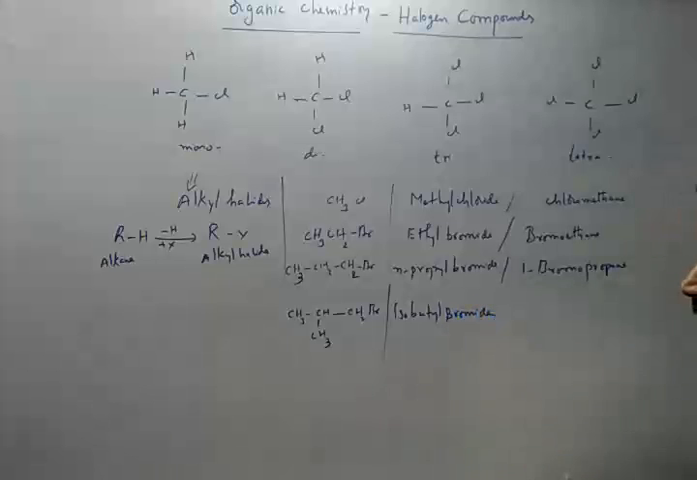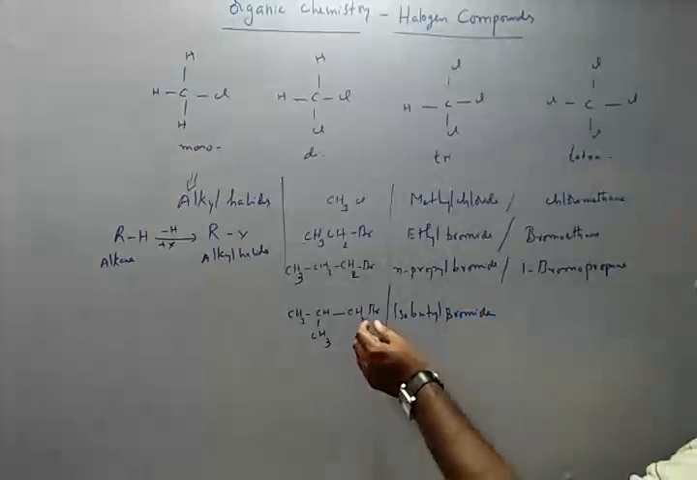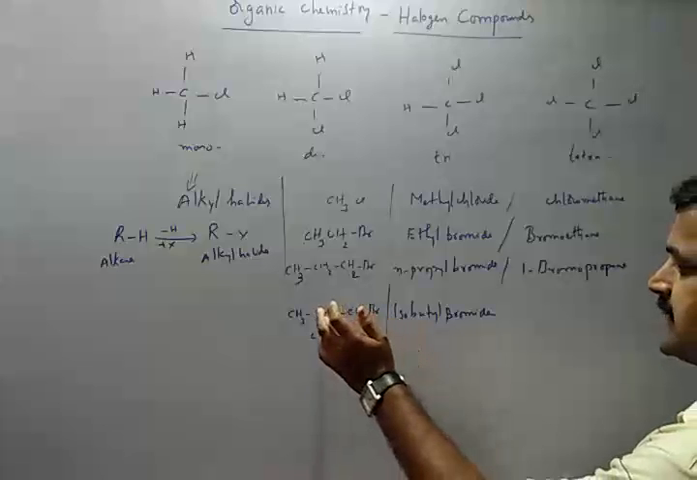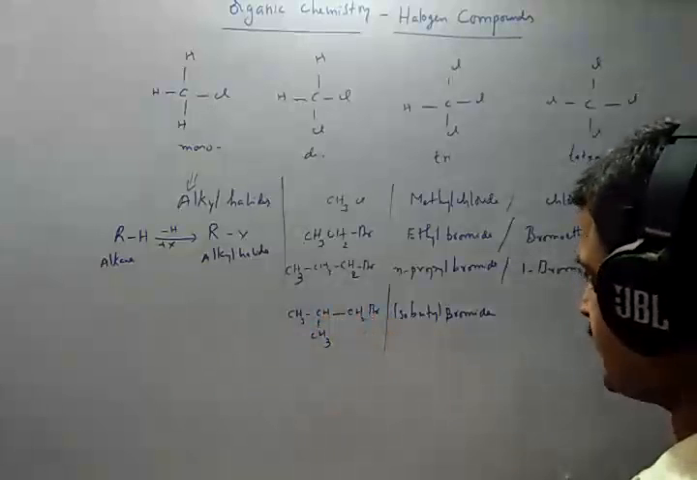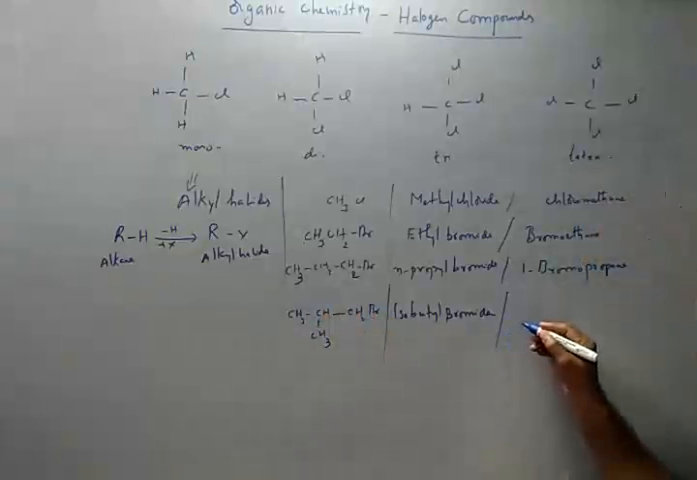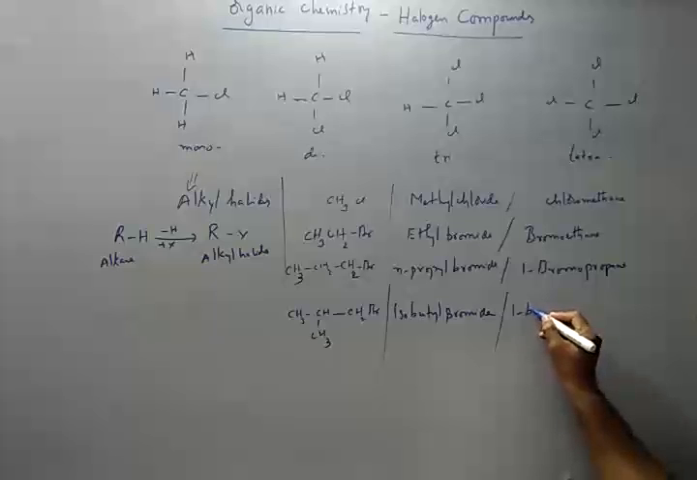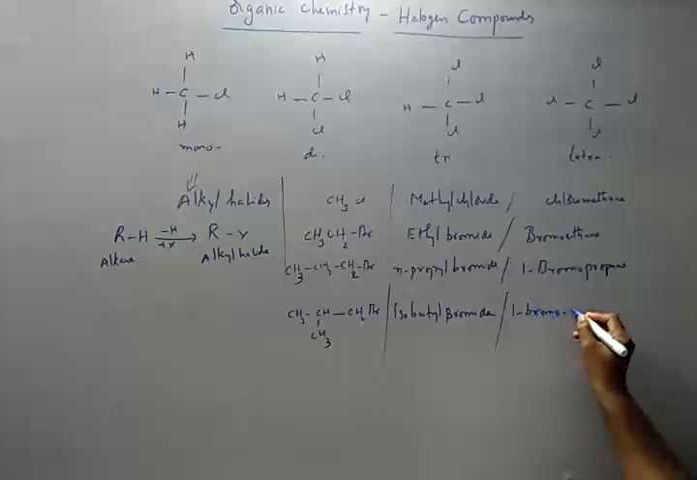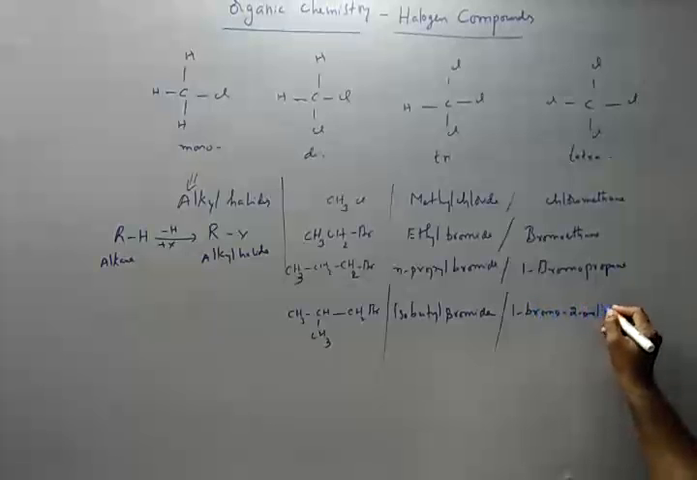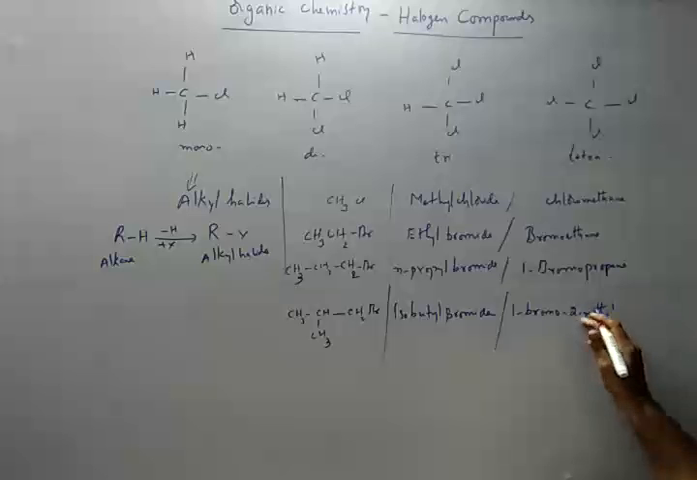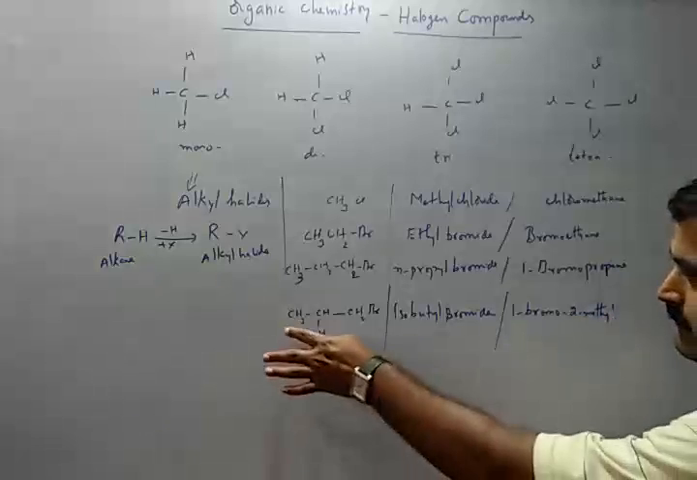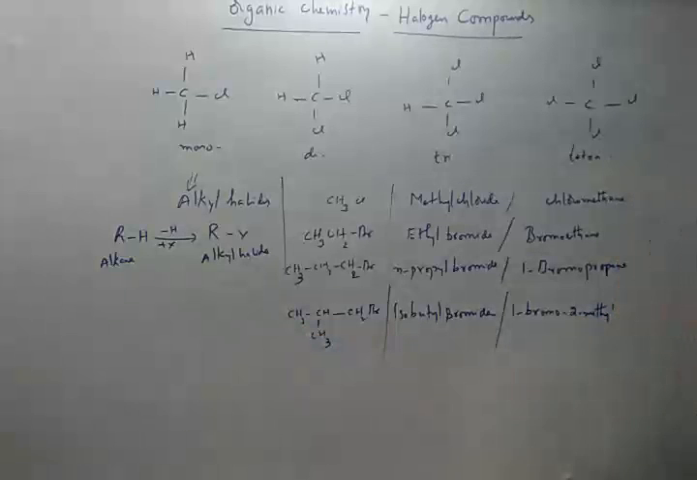As per the IUPAC nomenclature, we give priority to the halogen. So the halogen-attached carbon is the first carbon, and at the second carbon we have a methyl. So the IUPAC name of the compound will become 1-bromo-2-methyl. The main chain is 3 carbons, which is called propane.